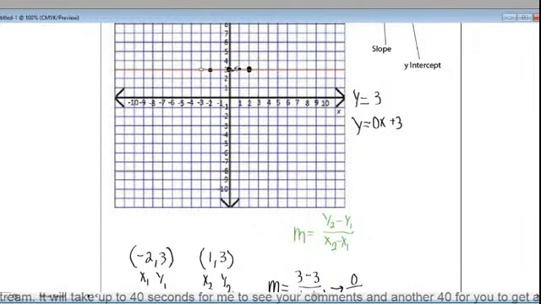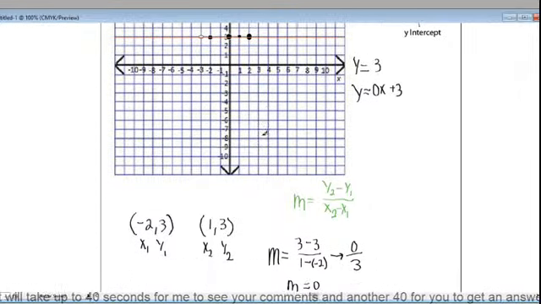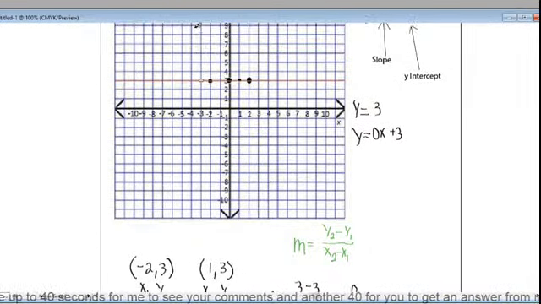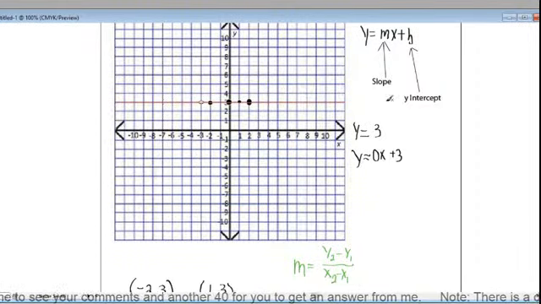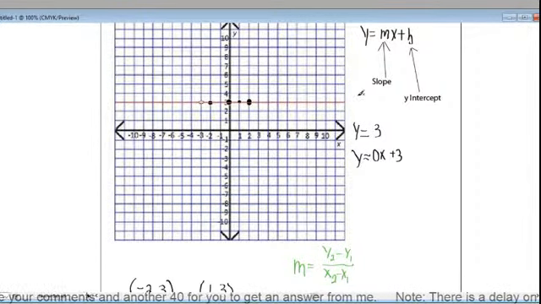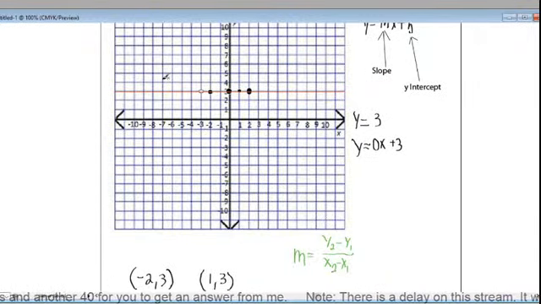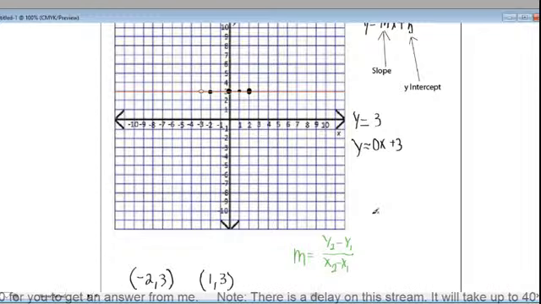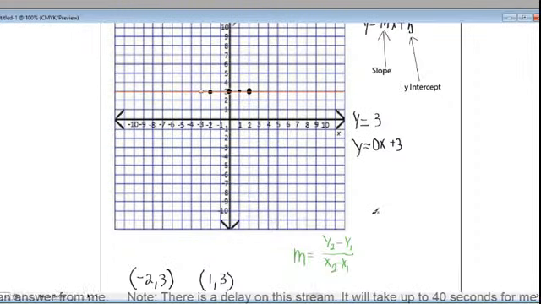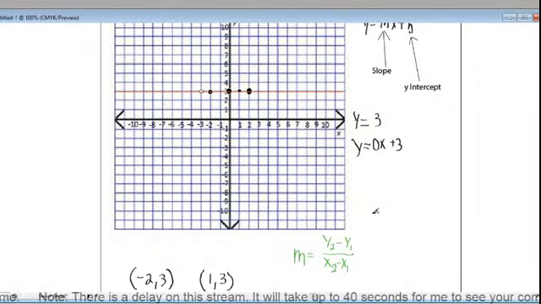We're not going up any. We can go over 3, sure, we can go over 1, we can go over however many we want, but we're not going to be going up anything. So our slope is 0 over any number. It's just 0. Okay, so that's what we would say for this line. We have a slope of 0 here. Okay. So this is one interesting case.